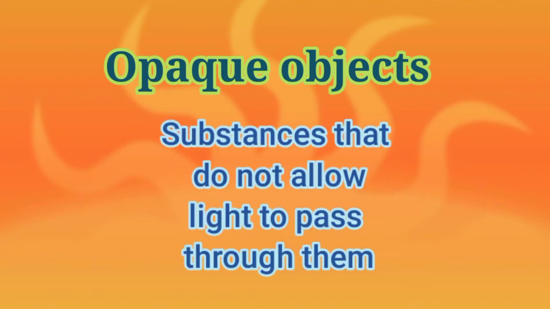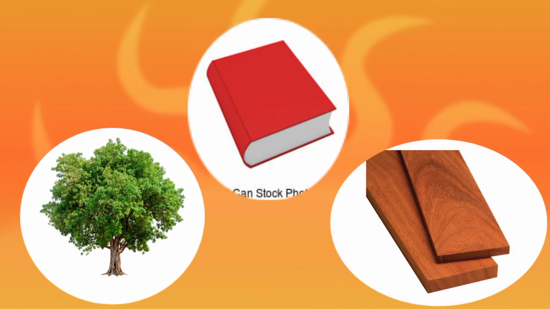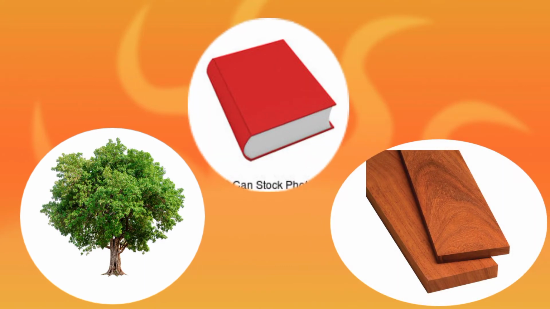Opaque objects. Substances that do not allow light to pass through them are called opaque objects. For example, trees, wooden blocks, books, all these are examples of opaque objects.